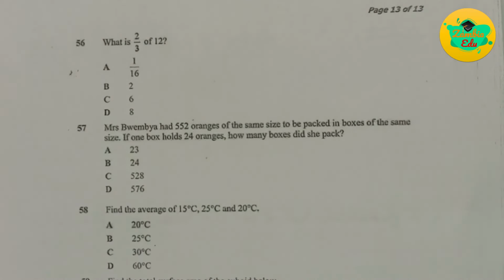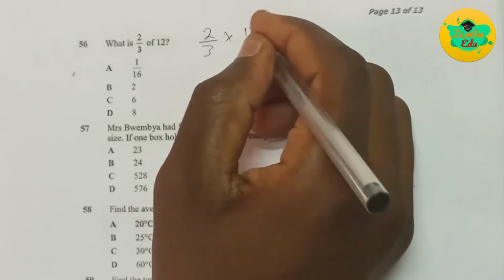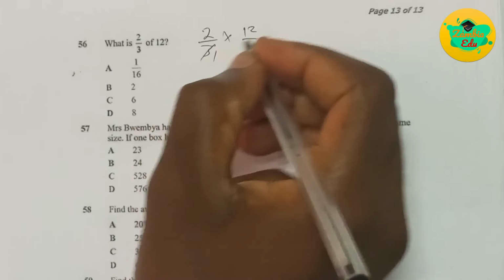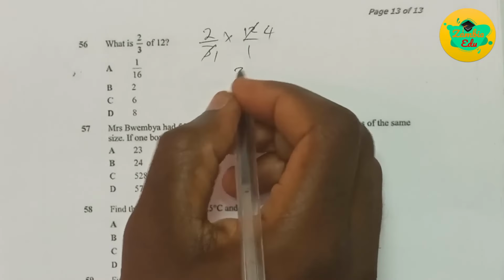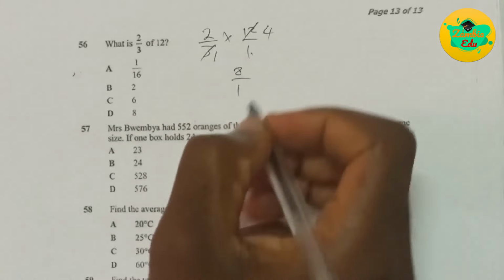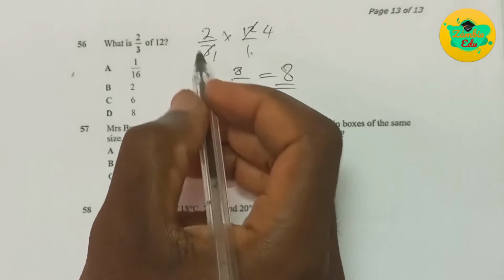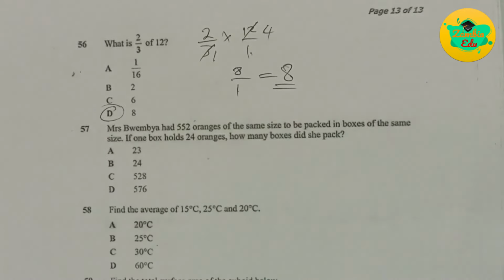Question 56 says, what is 2 over 3 of 12? So we can do that over 1. So 3 into 3, 1, 3 into 12 is 4, 2 times 4 is 8 over 1 times 1 is 1, which is equal to 1 into 8 is 8. So 2 over 3 of 12 is equal to 8, which is D. We go to question number 57.